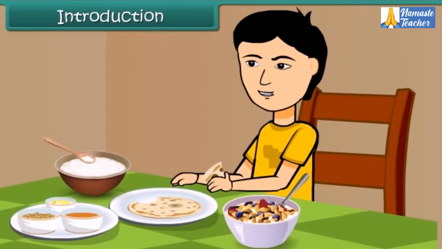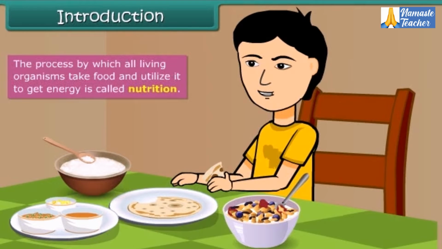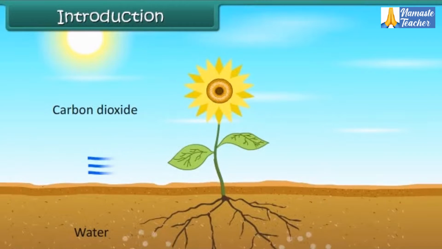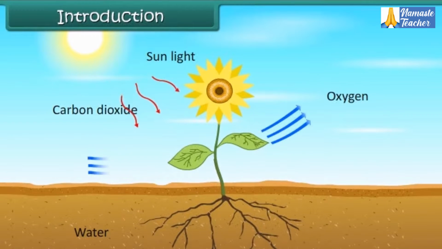So we can say that nutrition is a process by which all living organisms take food and utilize it to get energy. Both animals and plants are living organisms. Like animals, plants also require energy for their life activity. Thus, nutrition is an important life process of all living organisms.